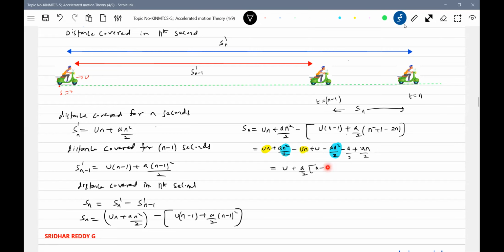Okay, sorry, this will become only an, minus of plus an. So this will become a n minus 1 by 2. So there's the formula for distance covered in the nth second.